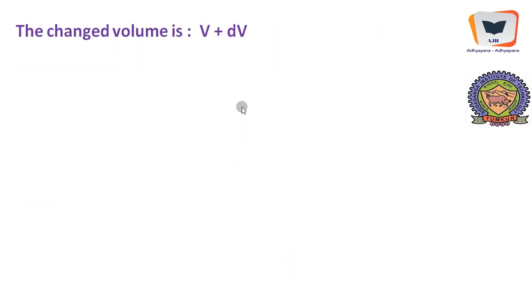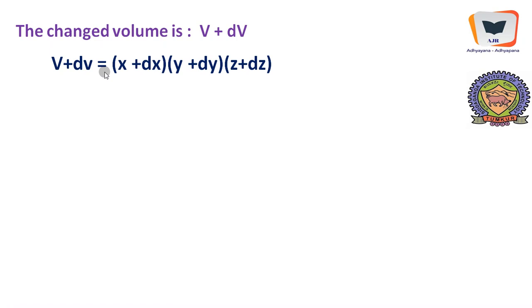The changed volume, after application of the loads, may be written as V, the original volume, plus the change in volume. It could be minus also, but for the sake of ease in our derivation, we will assume that it is positive. Therefore, it is V plus dV. So V plus dV is equal to a product of three dimensions, as we know. It is the changed dimension along x, changed dimension along y, changed dimension along z: x plus dx, y plus dy and z plus dz.